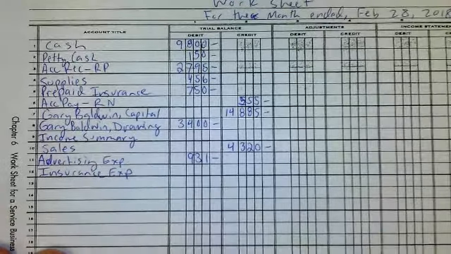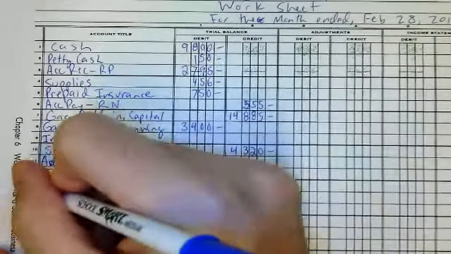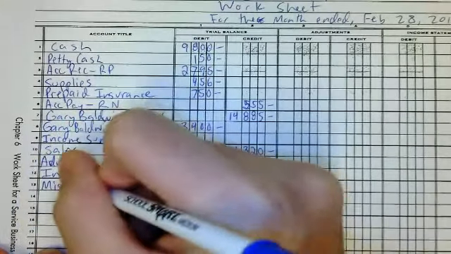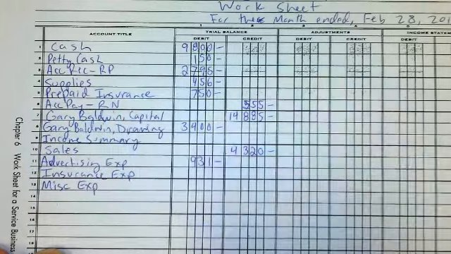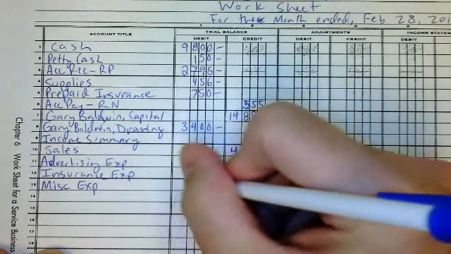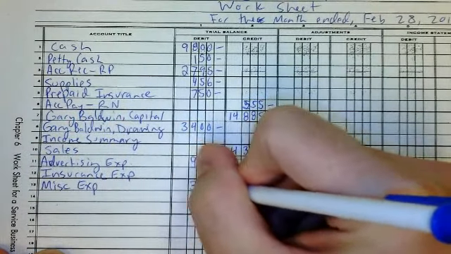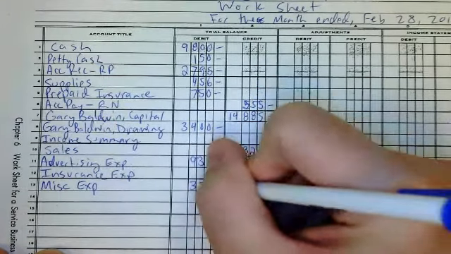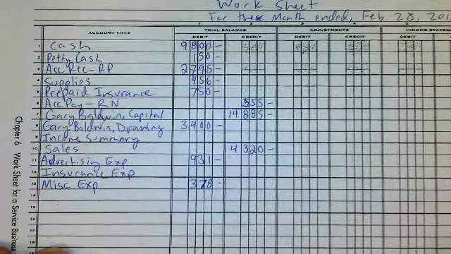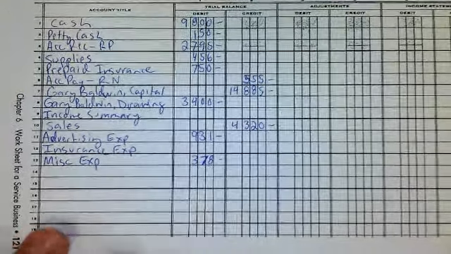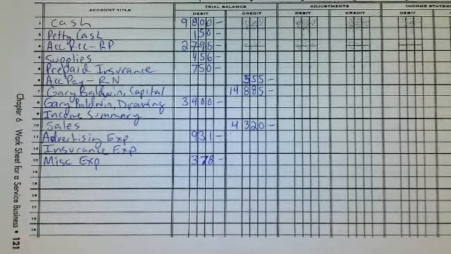Next one, miscellaneous expense. $378 on the debit side. That's a 7. Burns. Now you're YouTube famous for asking dumb questions. Oh, YouTube burn.